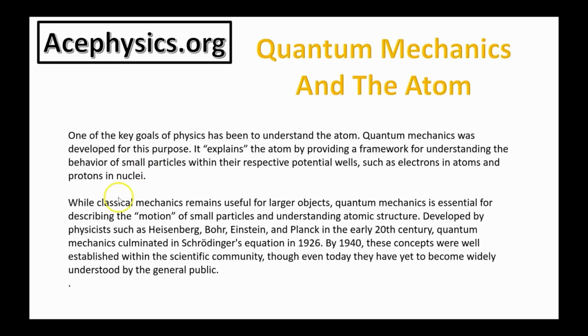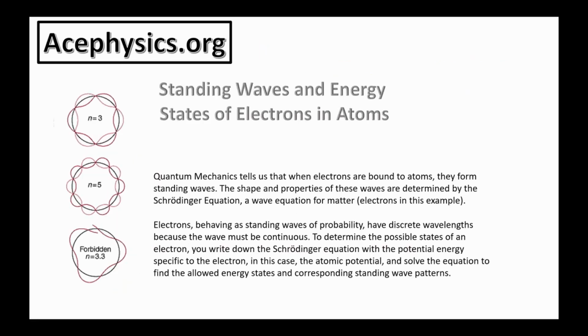What the heck is a wave function? Quantum mechanics tells us that when electrons are bound to atoms, they form standing waves. The shape and properties of these waves are determined by the Schrödinger equation, a wave equation for matter, electrons in this example. Electrons behaving as standing waves of probability have discrete wavelengths because the wave must be continuous.